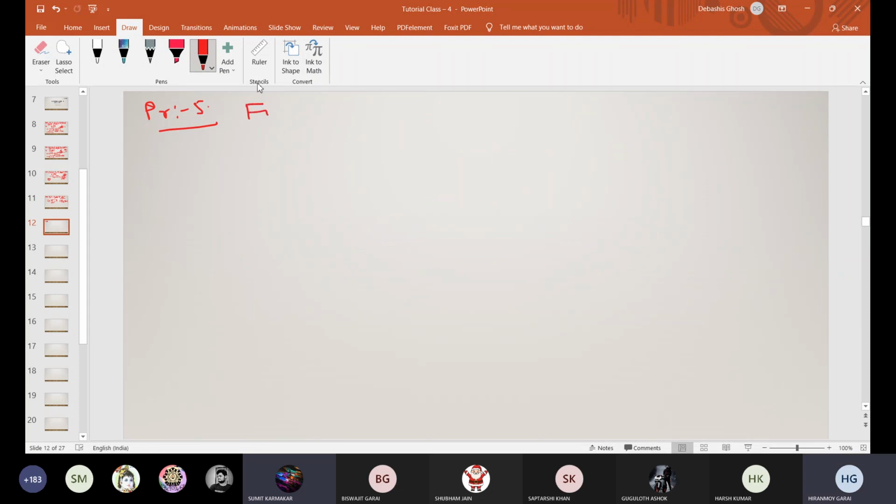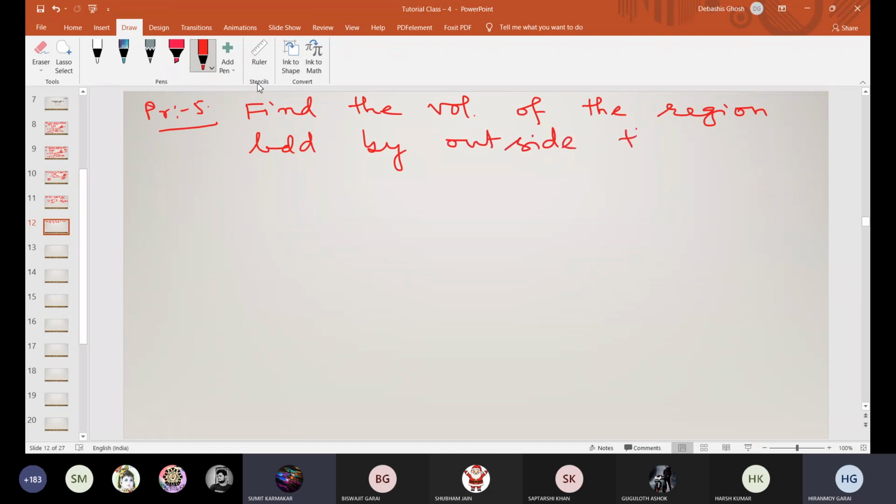Find the volume of the region bounded by, outside the cylinder whose base equation I'm writing, that is x square plus y square equals 1, and inside the sphere.